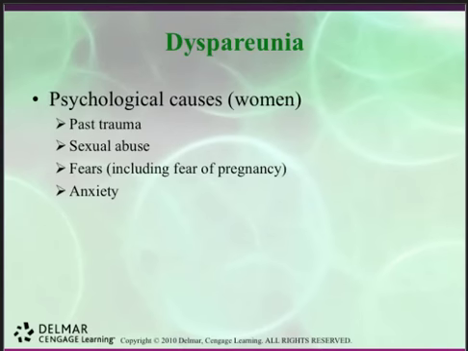There are also psychological causes. There's past trauma, sexual abuse, and fear of pregnancy, as well as other fears associated with sexual activity. Also, anxiety can play a role. Past sexual abuse can create psychological pain for women during intercourse. Anxiety alone can be sufficient to cause vaginismus. What intervention would you suggest if this were the case? Primarily psychological counseling.